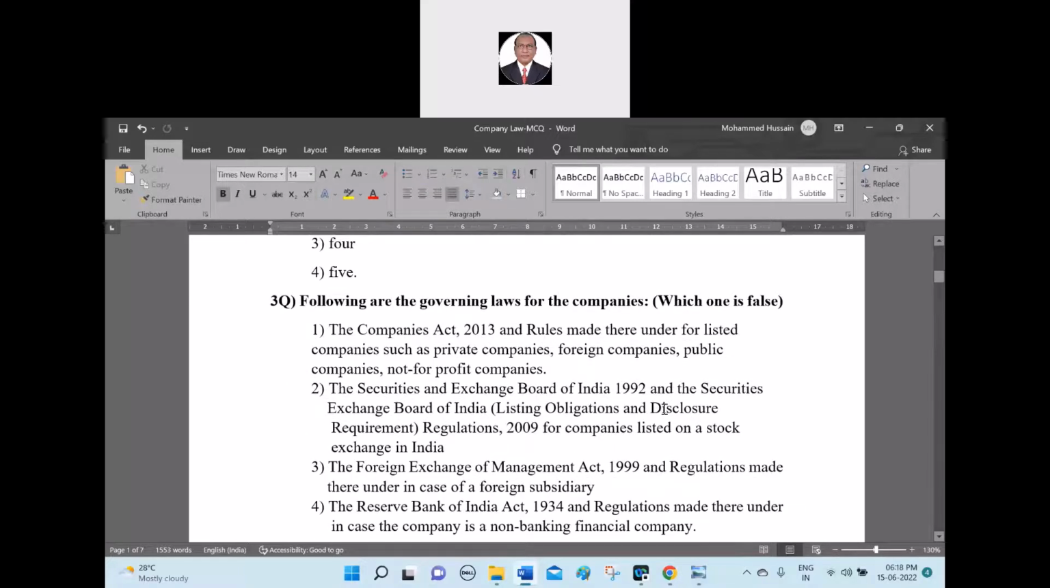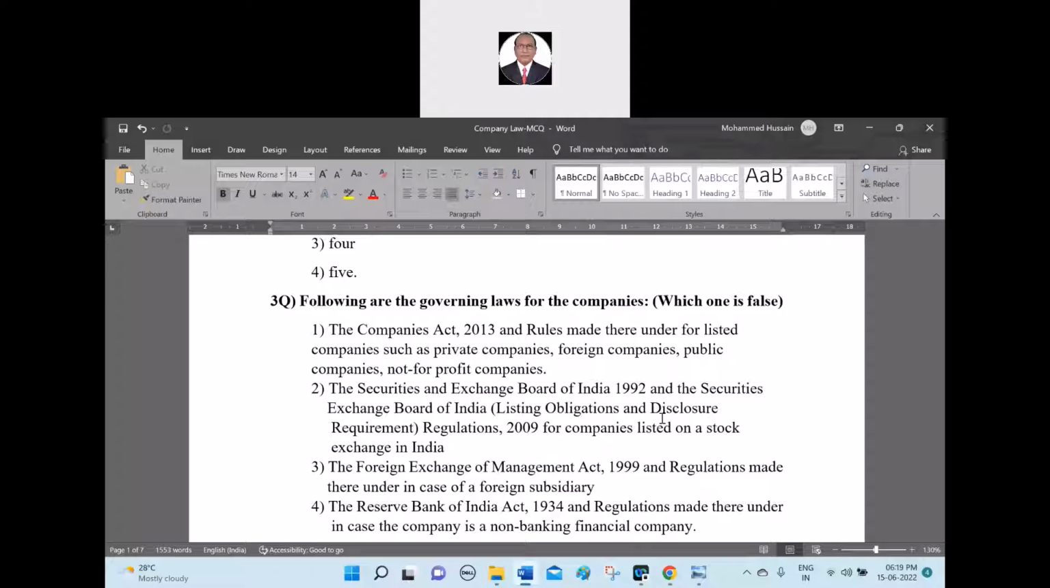Next question, the third question. Following are the governing laws for the companies. Which one is false? Three are right, one is false. Number one, the Companies Act 2013 and rules made thereunder for listed companies such as private companies, foreign companies, public companies, not for profit companies.